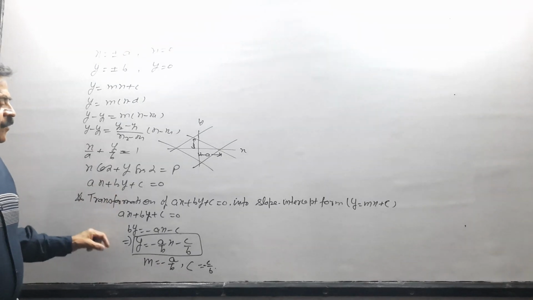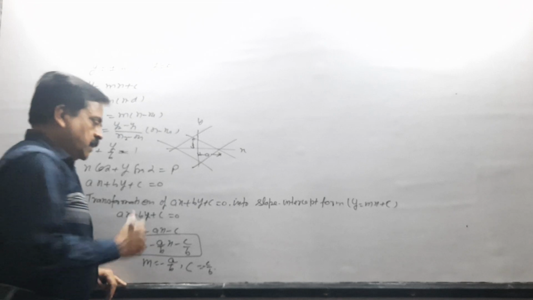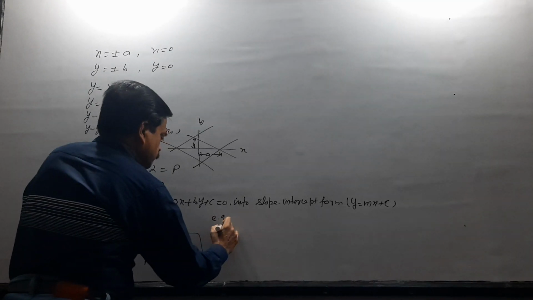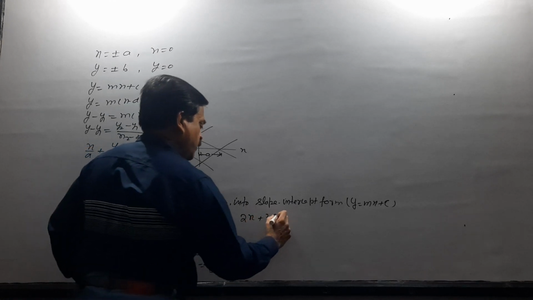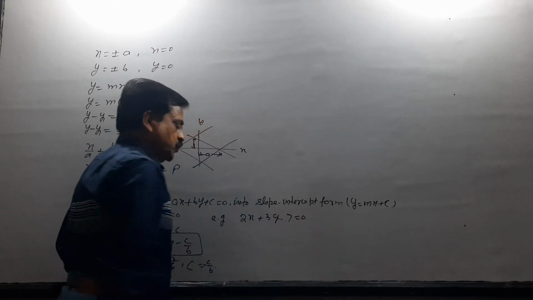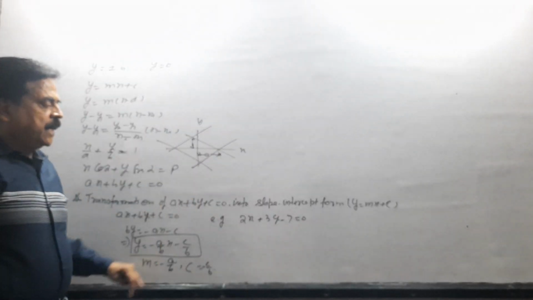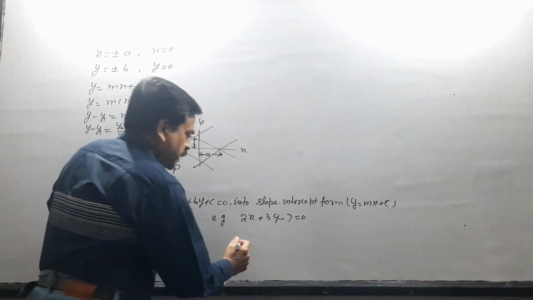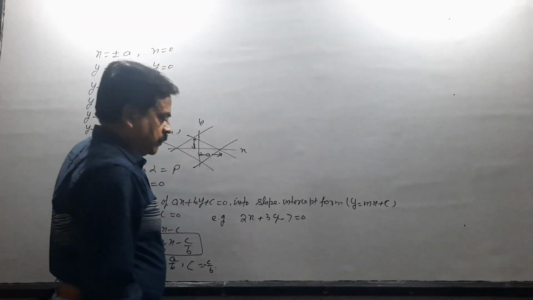This is conversion of general form into slope intercept form. For example, 2x plus 3y minus 7 is equal to 0 is an equation of a straight line, and we have to convert this into slope intercept form.